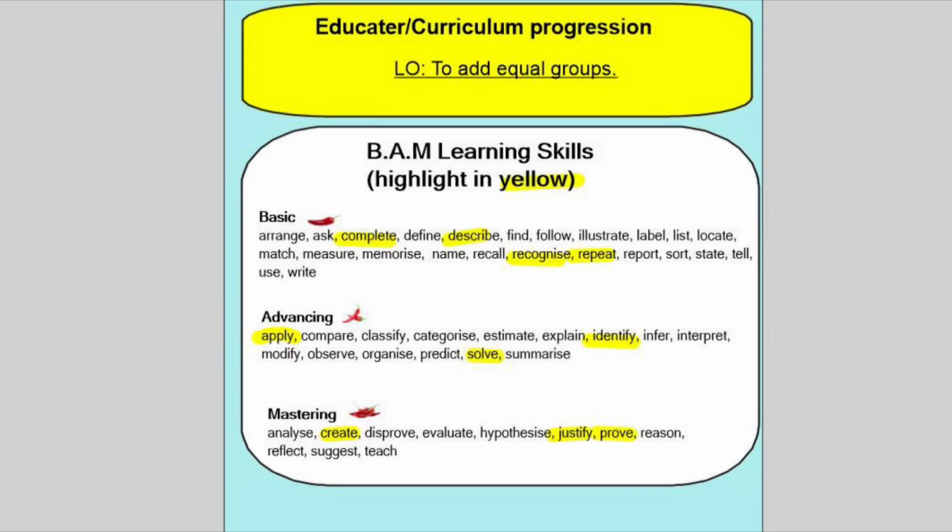Now remember, in maths this week we've started looking at multiplication. Remember, the multiplication sign looks like an X, but we haven't actually started writing number sentences with those yet, because the last few days we've been looking at equal groups, and we're going to carry on with our work on equal groups today. So let's go! Our learning objective today is to add equal groups.